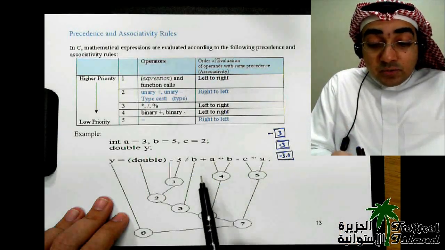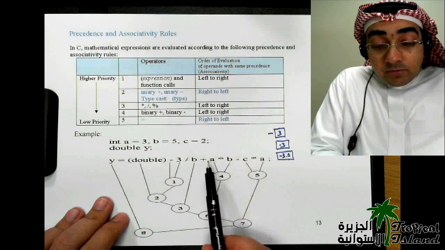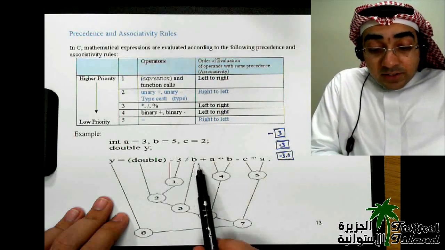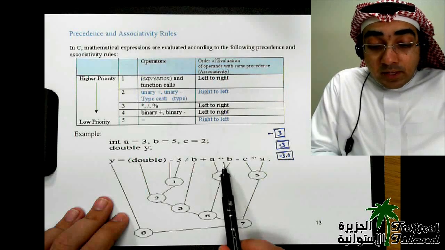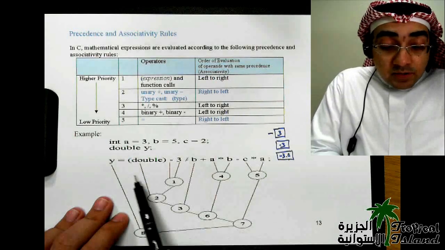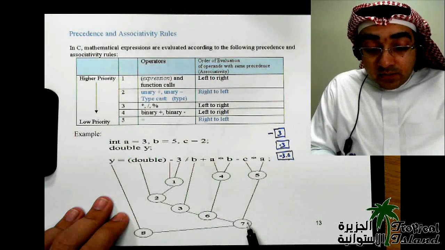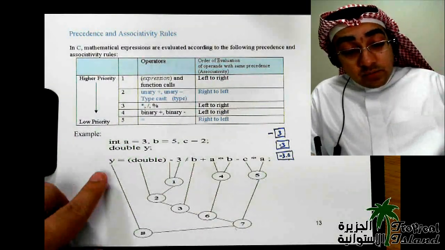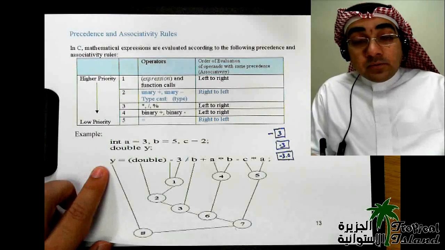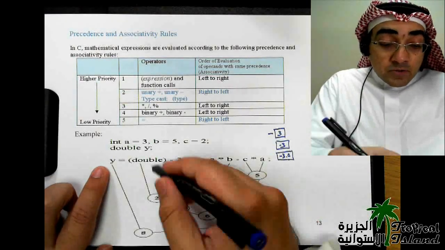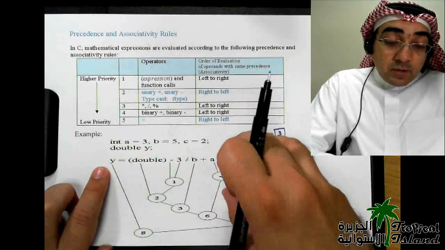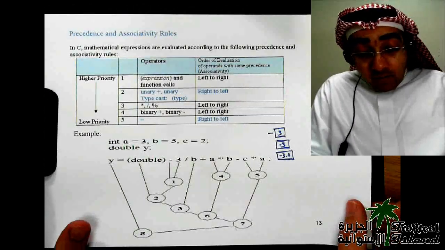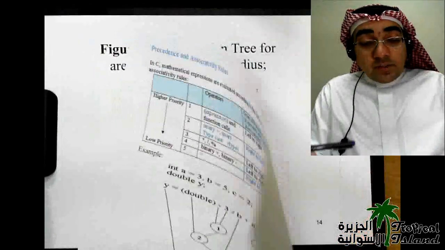Then the sixth operation will be the addition, and we go left to right, so the addition goes before the subtraction. So the result of this plus the result of this will be added together, and then the result of this will be subtracted from this, and that is your seventh operation. And the last operation is the assignment operation, where we assign the value to y. Okay, so the whole expression is evaluated, and the value is then assigned to the variable y. Okay, so this is one of the examples.